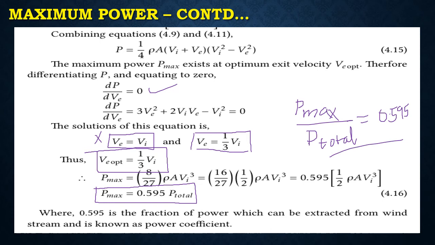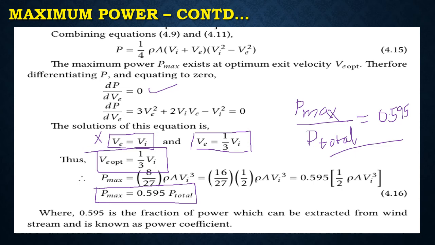So maximum 0.595 times of energy we can get from the wind turbines, whatever the total energy input may be; that is, 59.5% of energy extraction is possible. Here 0.595 is the fraction of power which can be extracted from the wind stream, and it is known as the power coefficient. Mathematically we have proved it. This is also called the Betz limit or Betz coefficient. The scientist whose name is Betz derived that.